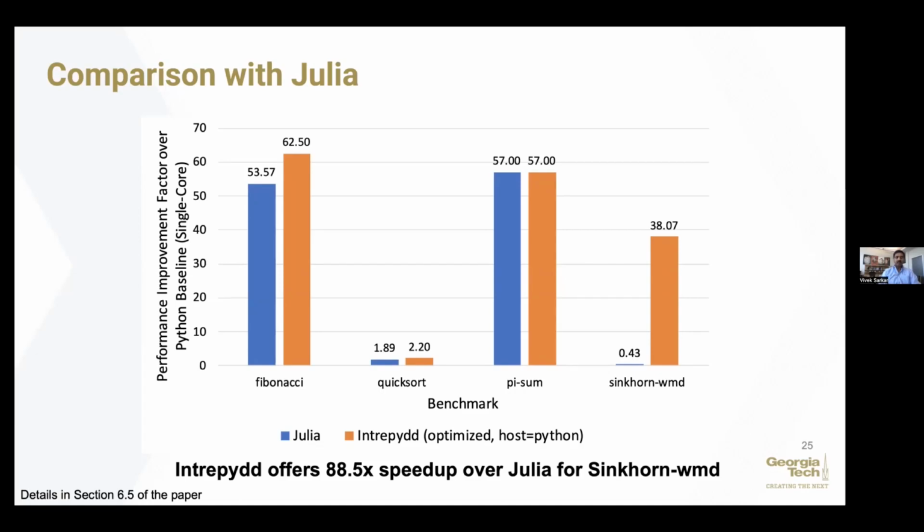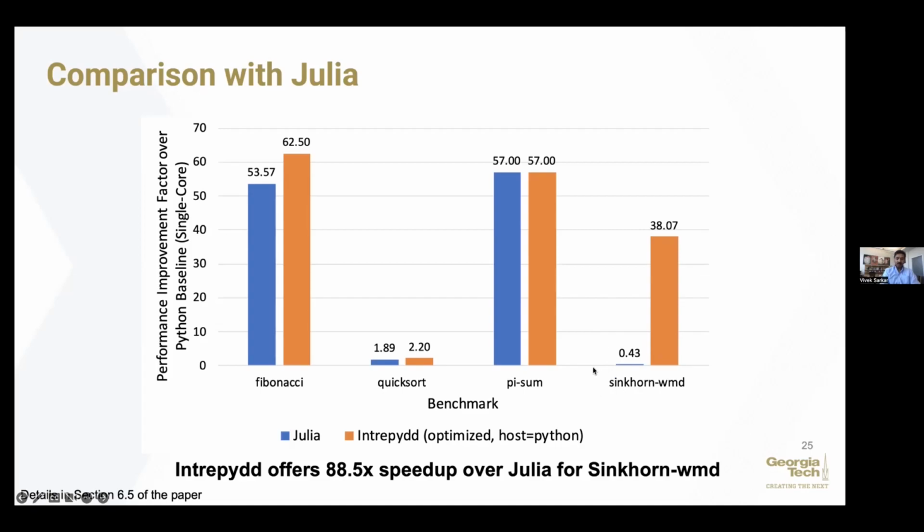But we picked 3 examples from the Julia site, Fibonacci, Quicksort, and PySum. And the Synchron example, we translated our Intrepid version to Julia as well. And we looked at the performance improvement relative to Python. For the 3 from the Julia website, both our approach and Julia give significant improvements. And for Quicksort, it's close to a factor of 2, a little more. But for Synchron, we found that Julia did not give a significant improvement.